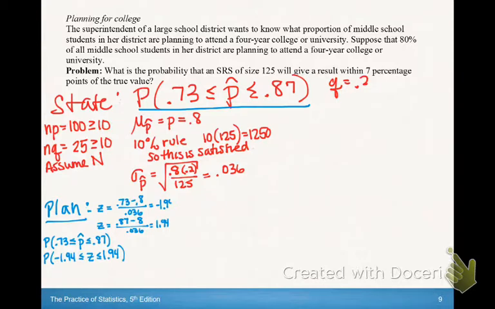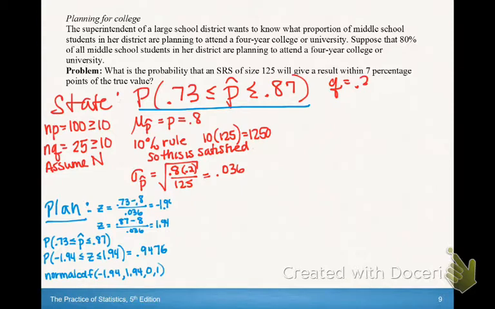You can use your table or you can use your calculator. I'm using my calculator, so I'm saying on my paper normal CDF, and I have negative 1.94, comma 1.94, comma 0, comma 1. And I got 0.9476.